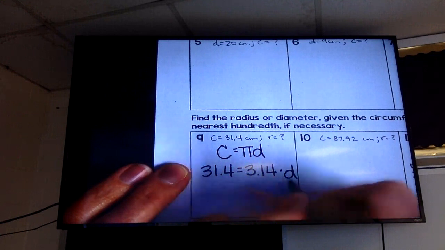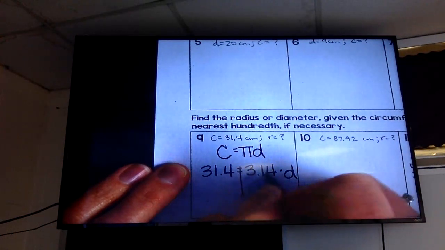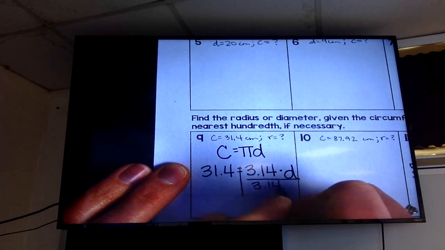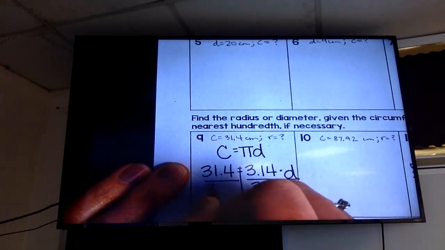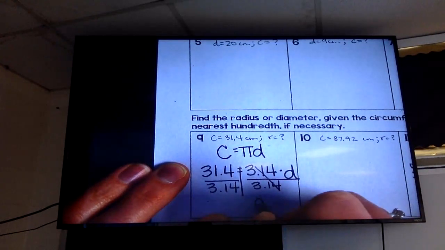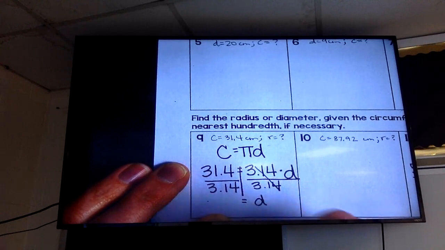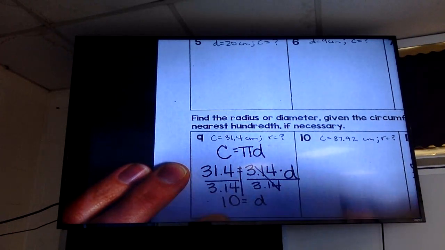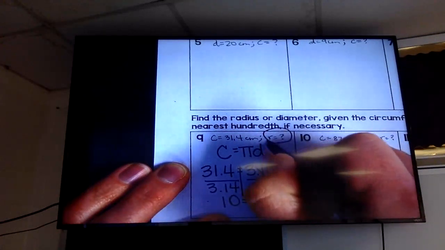Okay, and then let's solve. I need to get the 3.14 away from the D. Right now they're being multiplied, so the opposite of multiplication is division. So I'm going to divide by 3.14. And when I do that, I find out that my diameter is 10. Now, the question, though, asks about our radius.